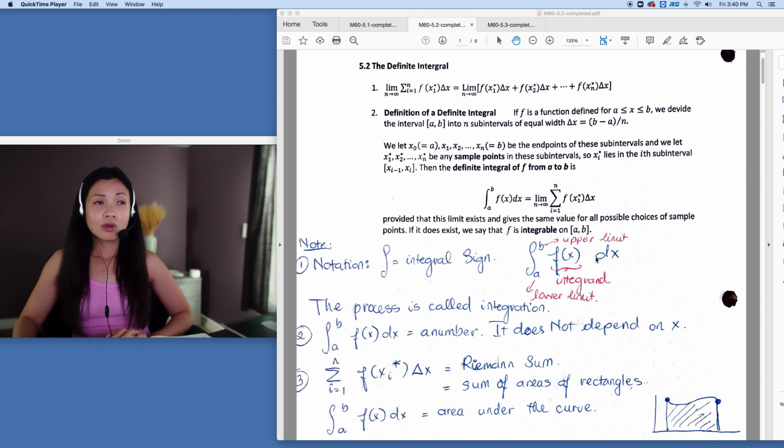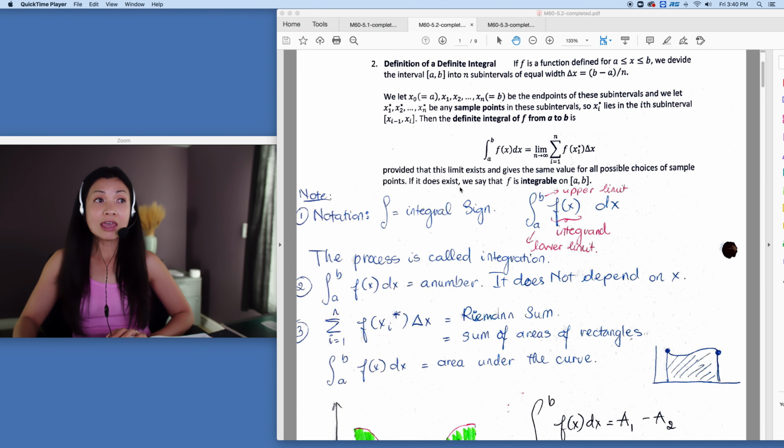Now, if this limit exists, and gives the same value for all possible choices of the sample points, if we do have it, then we call f integrable on the interval a, b. Now, there's a couple of things I want to point out.